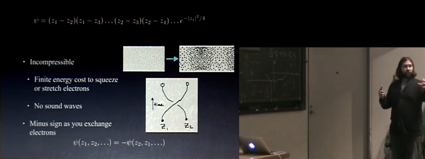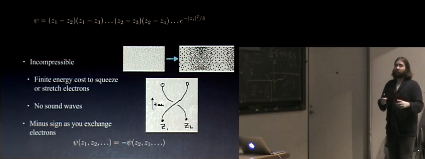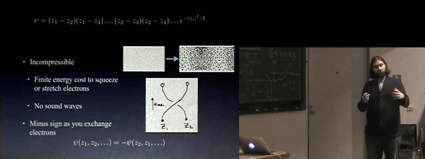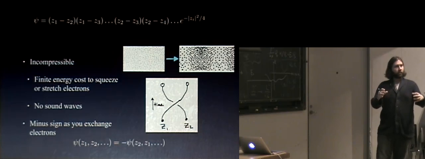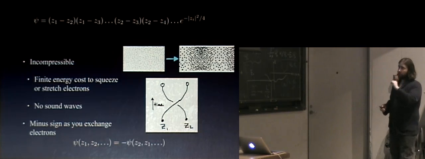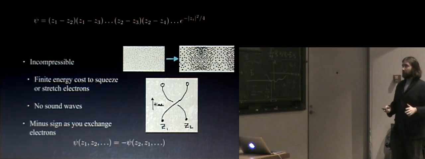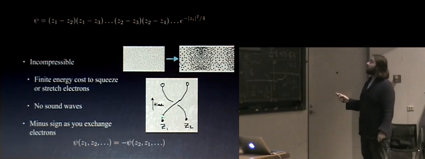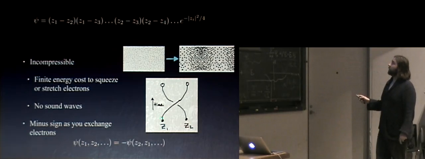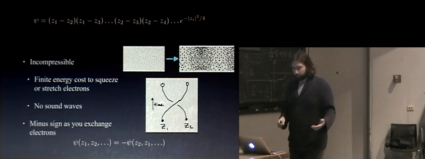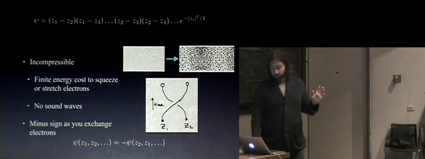The idea is that if I try to squeeze them or stretch them a little bit, there's a finite energy cost, right? Much like think of water, right? You can't take water and compress it; it's incompressible. It's the same thing here. So there are no sound waves in this system, and as I said, there's a minus sign as you exchange them. The idea being that here is one of my electrons, here is the other, and as I go forward in time, if I move one to one side and one to the other, the state has to come back to minus itself. That's just a property of these being electrons.